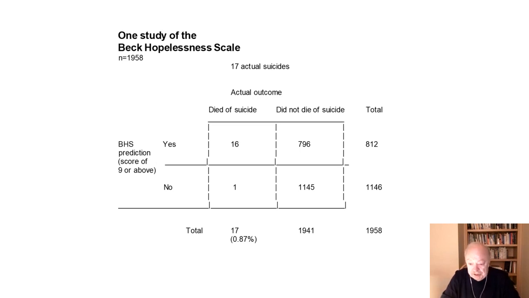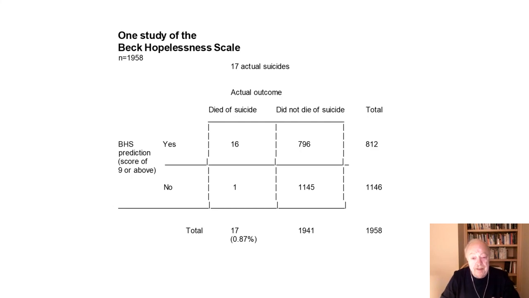But then when you read across, we see the same problem we saw with the Pokorny study before, and with the hypothetical example that I gave using those pictures of Michigan Stadium. Remember that? And that is, okay, well, 16 people scored 9 or above, and they went on to die of suicide. But unfortunately, 796 other people scored 9 or above and did not go on to die of suicide.